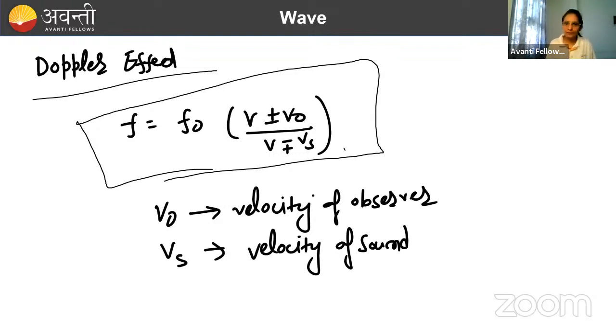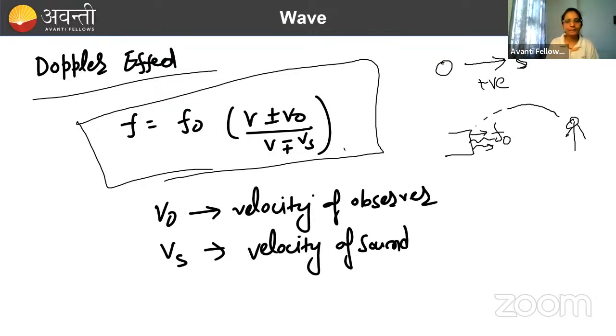Now the question is when to take the plus sign and when to take the minus sign. First we will talk about the observer. Suppose the observer is moving towards the source. That direction is taken as positive. Suppose there is an observer here and there is a car here. It is honking its horn, generating some sound of frequency F naught, and it is reaching this person. So if this person is at rest, it will receive F naught frequency of sound.